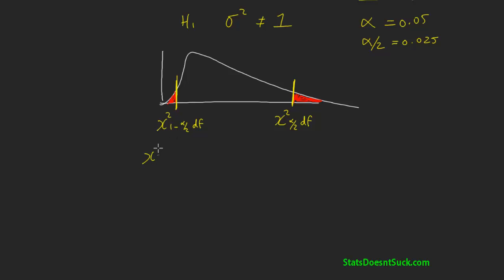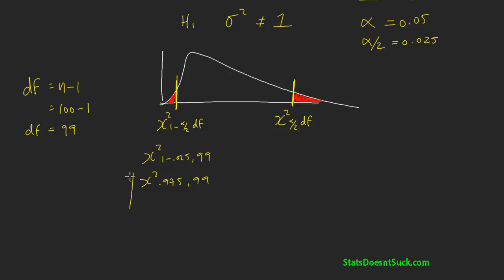So this is going to be chi-squared dependent upon 1 minus 0.025. And our degrees of freedom are just n minus 1. So that's 100 minus 1. Our degrees of freedom will be 99. So actually, let's rewrite this. 1 minus 0.025 is equal to 0.975 and 99 degrees of freedom.